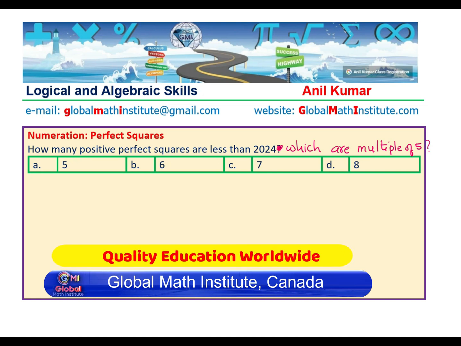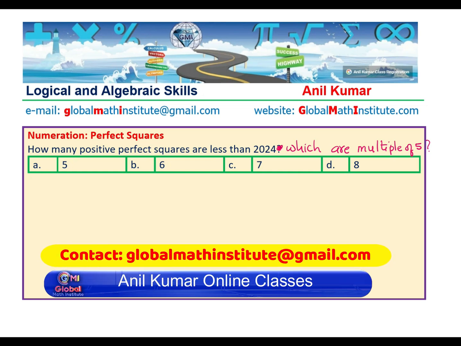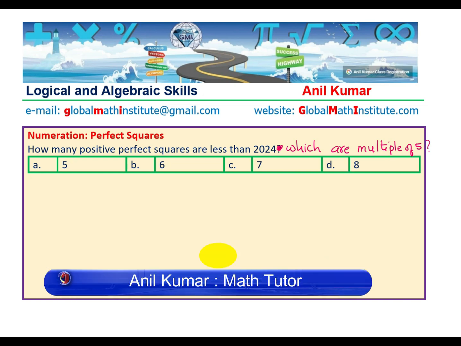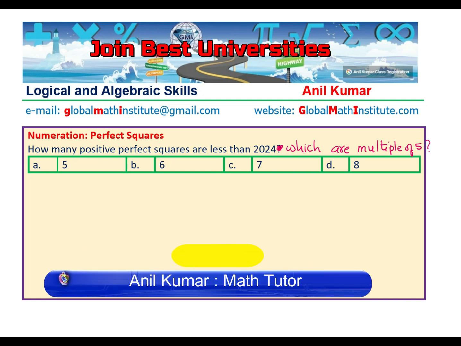The question here is, how many positive perfect squares are less than 2024, which are multiples of 5? You need to do this question without a calculator. You can pause the video, answer the question, and then look into my suggestions.